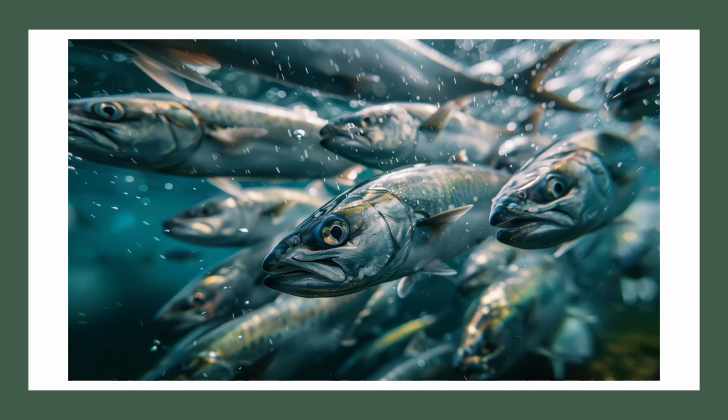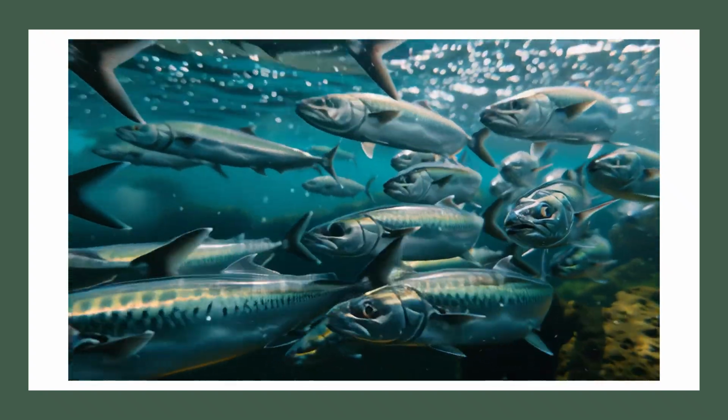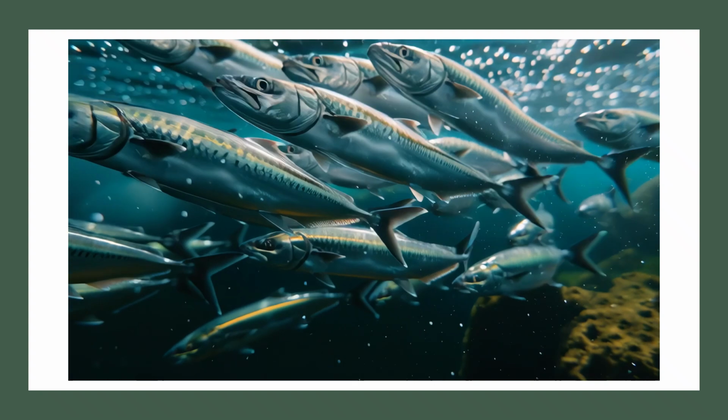Fish in the ocean, seas, and rivers, as well as all aquatic plants and resources, are also considered part of land in economics.